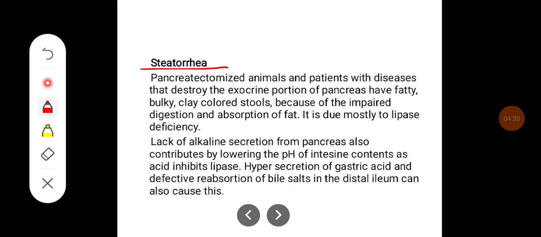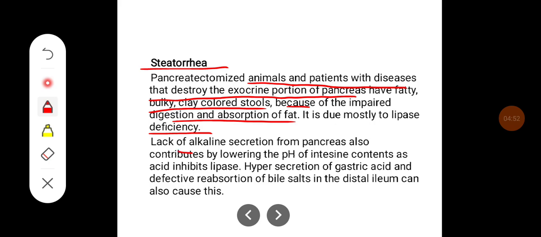Steatorrhea. Pancreatectomized animals and patients with diseases that destroy the exocrine portion of pancreas have fatty, bulky, clay-colored stools because of the impaired digestion and absorption of fat. It is due to mostly the lipase deficiency.